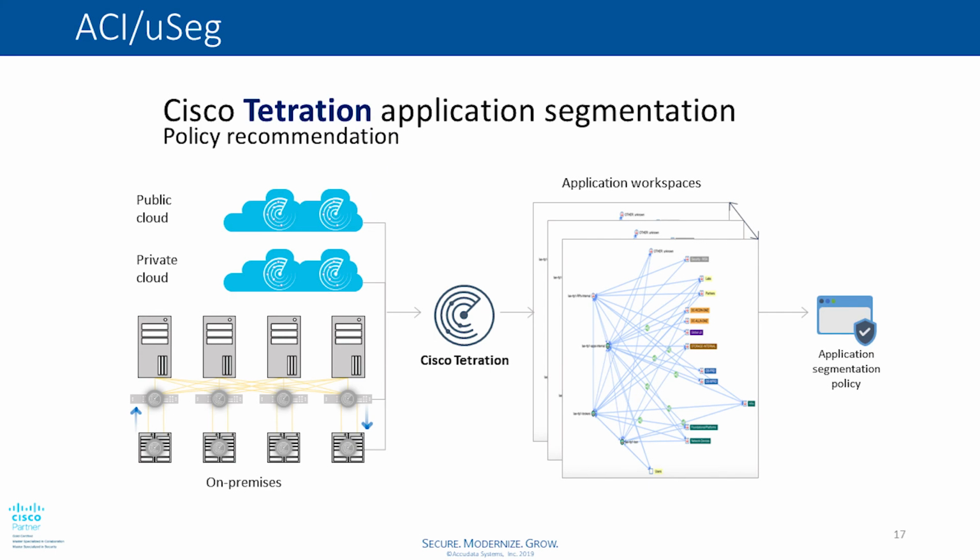ACI microsegmentation, how does it look in a full environment? In a full environment, you can have public cloud, private cloud, and on-premise ACI environment. And if you add Cisco Tetration to your full environment, you can get application visibility. You can see how the applications are talking to each other. And with that, you can generate an application segmentation policy that can be enforced through ACI, and then you can achieve microsegmentation in your environment. That's why it is important.